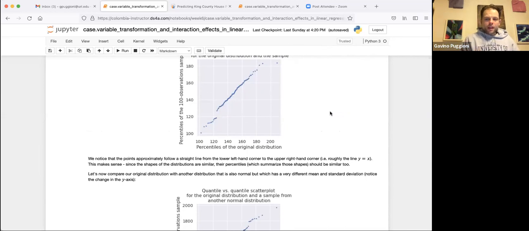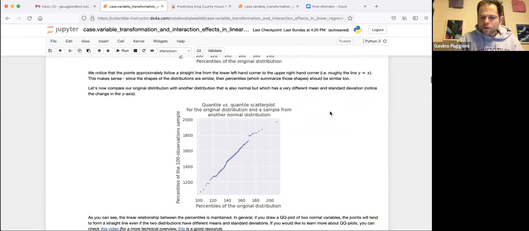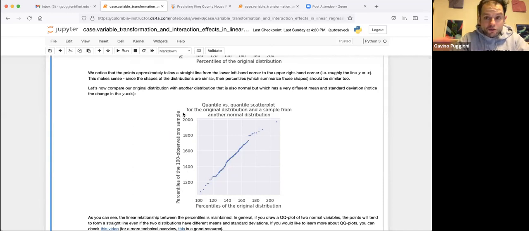What happens if you generate data from a normal distribution that has different mean and different variance, but still normal? Well, you can still see a straight line, right? But if you look at the scale of the x-axis and the y-axis, they are different. So it will not be y equal to x anymore, but y equal to x times 10, I would say here, because the scale of x is between 100 and 200, and the y-axis is between roughly 1,000 and 2,000. So your equation in this case would be y equal to 10 times x.